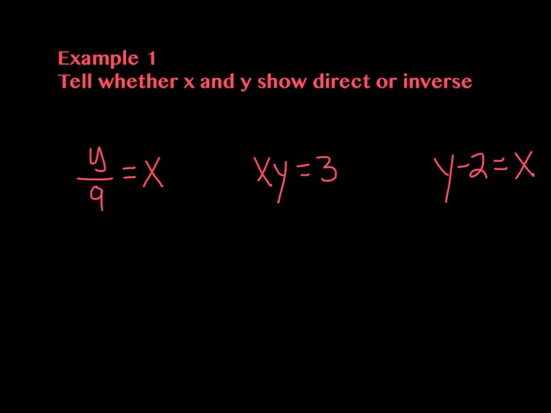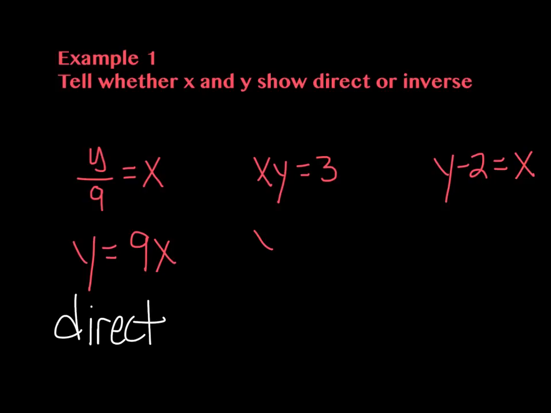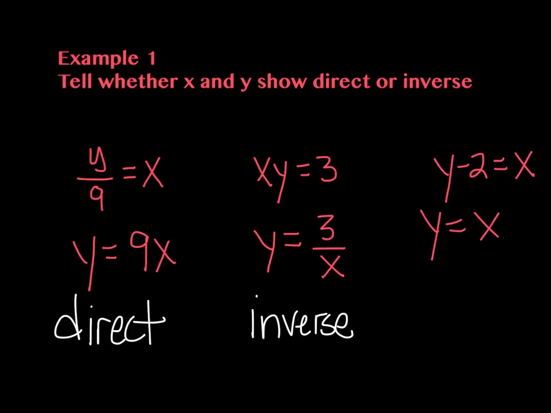So as a quick example, tell whether x and y show direct or inverse variation or neither. If you're looking for it, you want to isolate y. So in this case, we'd have y equals, multiply both sides by 9, and that's a constant times x, so that would be direct. Here, if I got y by itself, I would be dividing both sides by x, and that becomes a constant divided by x, which is inverse. And over here, if I got y by itself, I would add 2. That's not a constant times x, and that's not a constant divided by x, so that is neither.